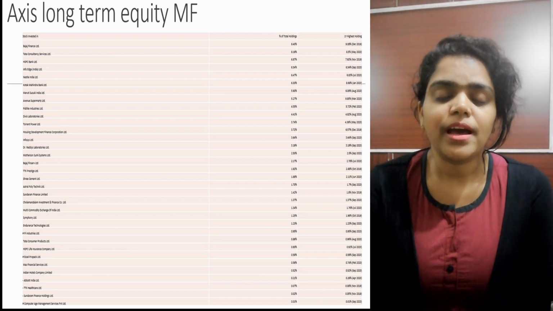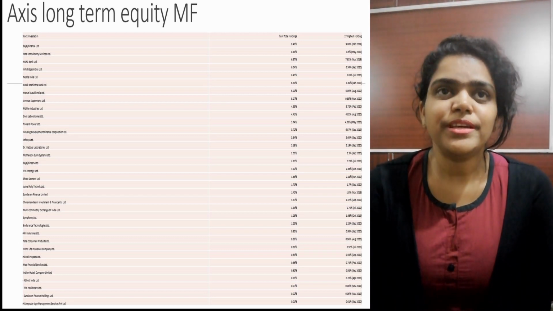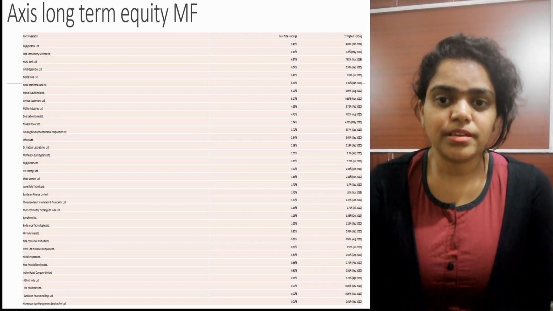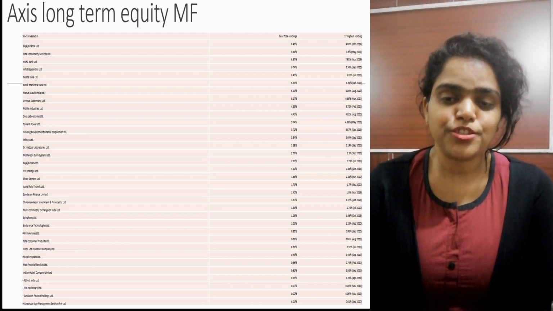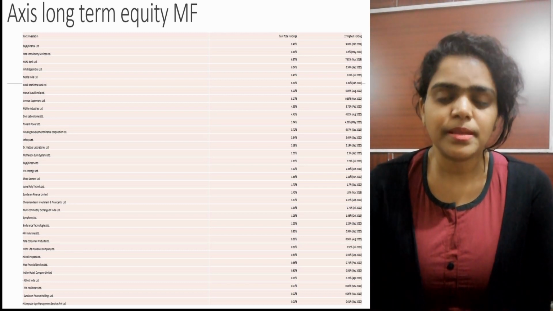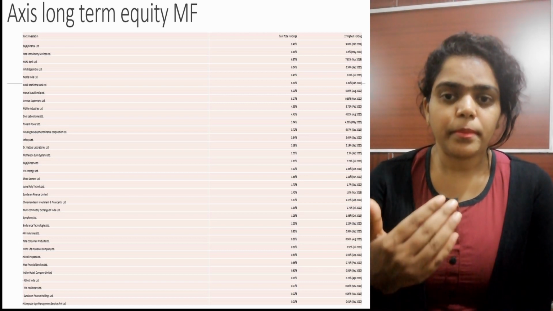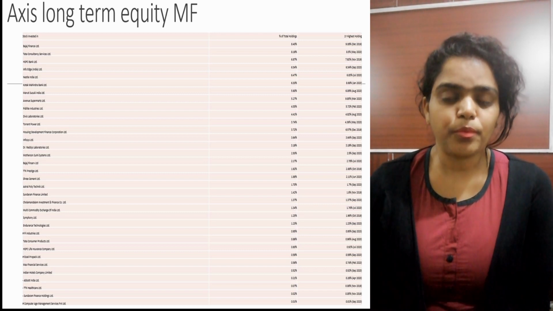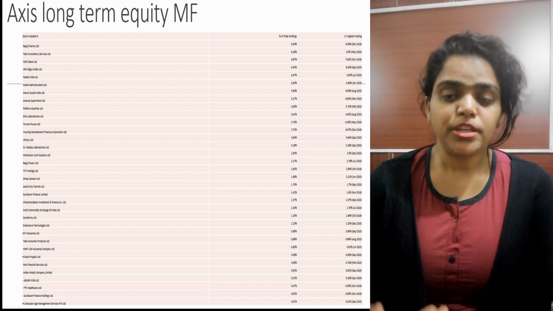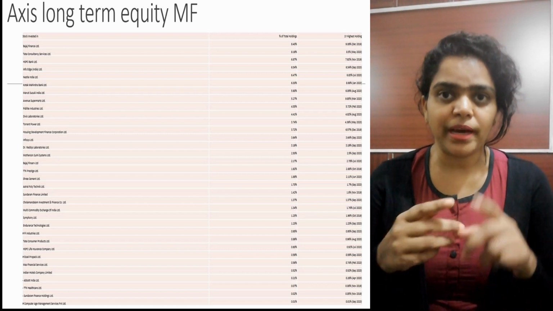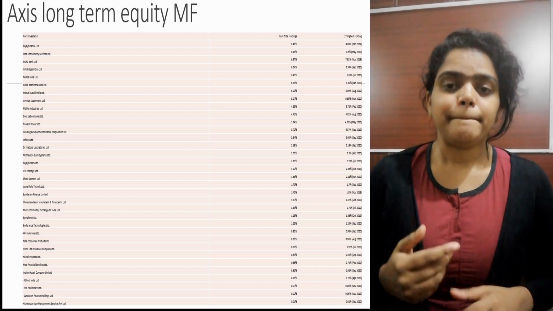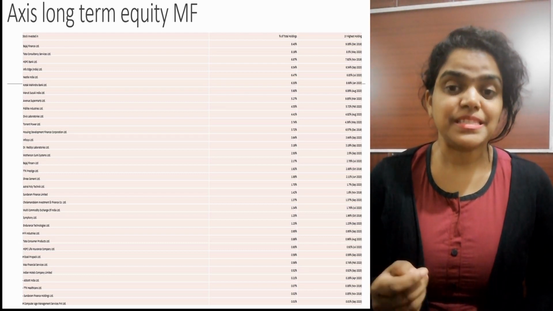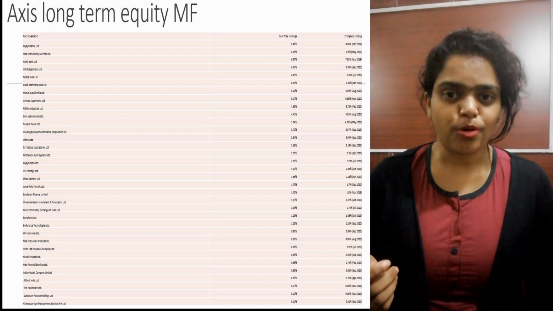This is an example of Axis Long-Term Equity Mutual Fund. You can see the different shares, which shows it's diversified. So you can see Pidilite, Infosys, HDFC Life Insurance, Indian Hotels. The stocks are shown here with the percentage. And we need to see that when we buy a mutual fund, this is how it looks to the public. And we need to understand that the entire portfolio performance is dependent on the individual stocks' performance.